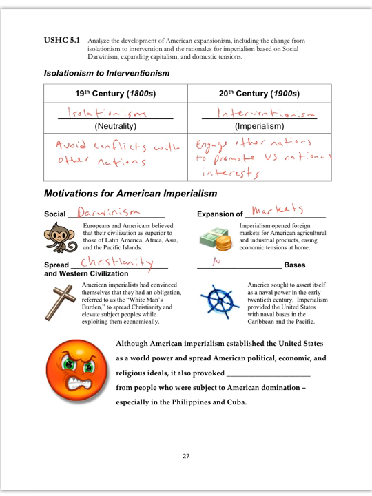Next are naval bases, and this is part of the defense. America sought to assert itself as a naval power. In the early 20th century, imperialism provided the United States with naval bases in the Caribbean and the Pacific. Although American imperialism established the United States as a world power and spread American political, economic, and religious ideals, it also provoked resentment from people who were subject to American domination, especially in the Philippines and Cuba, and we'll talk about why that is.